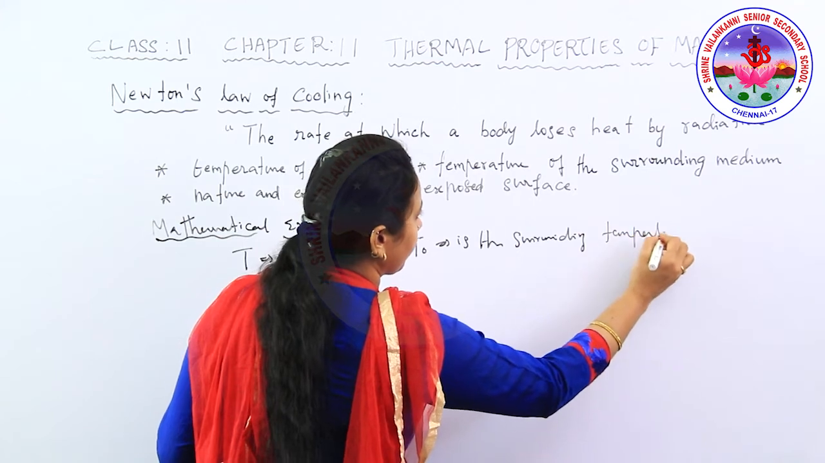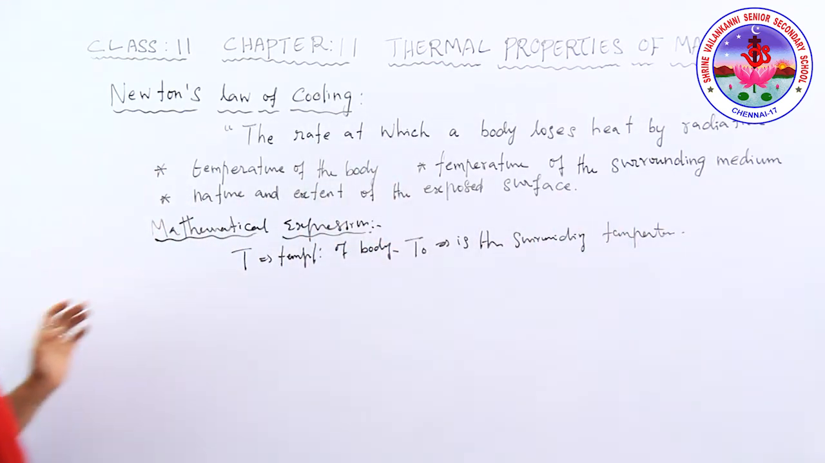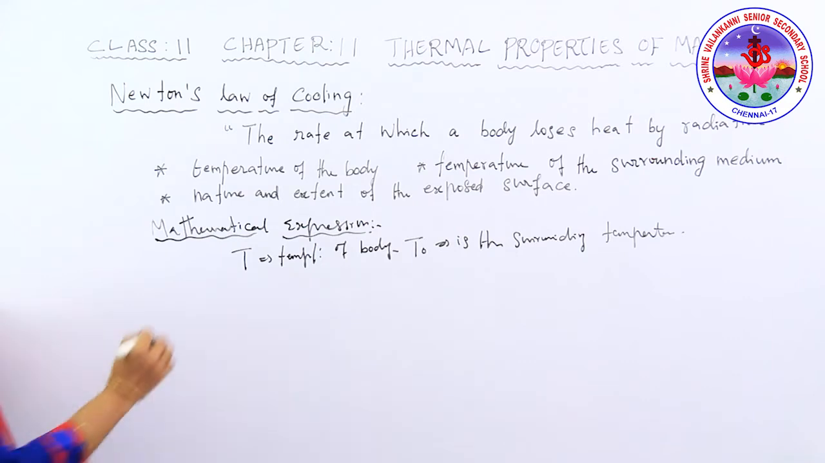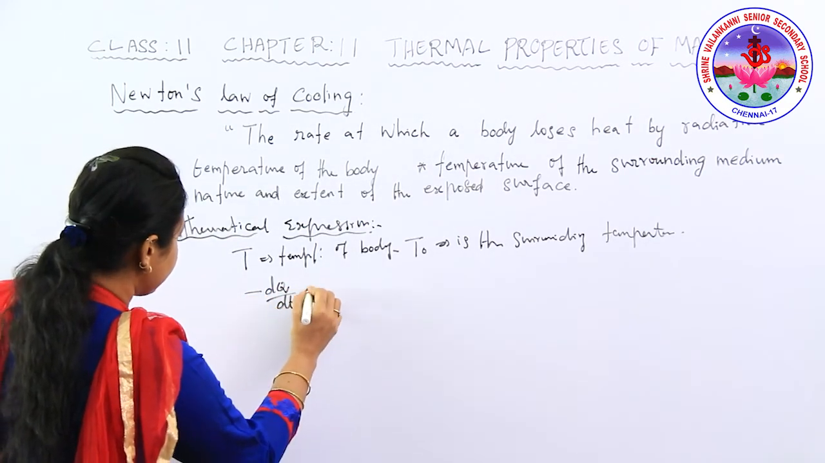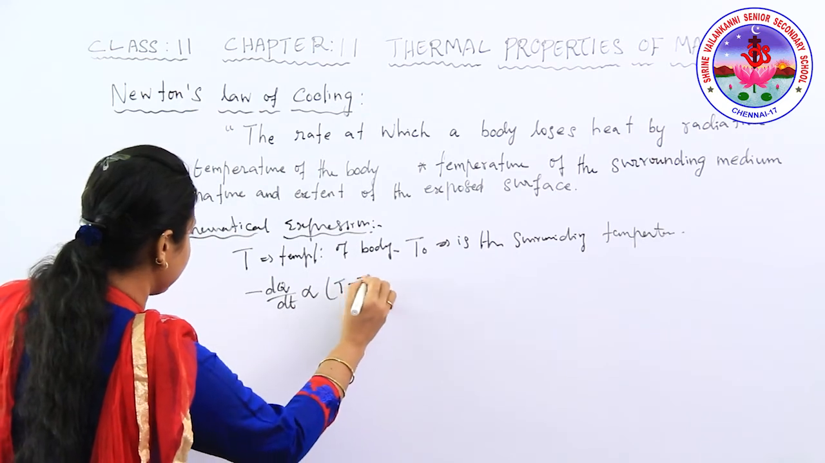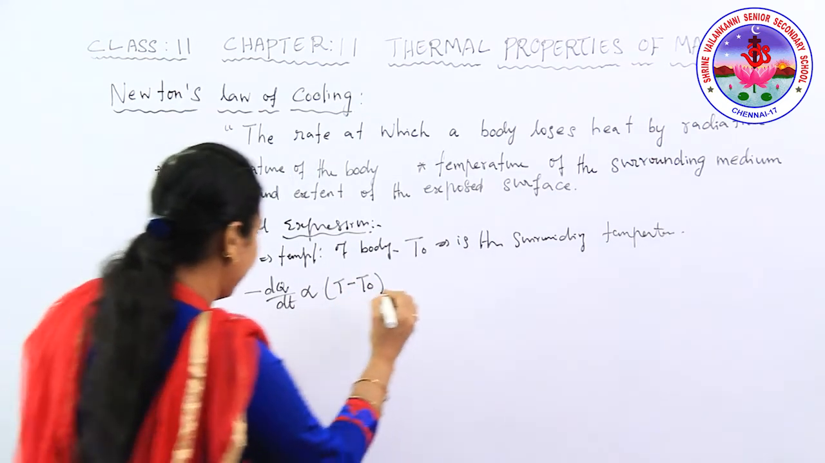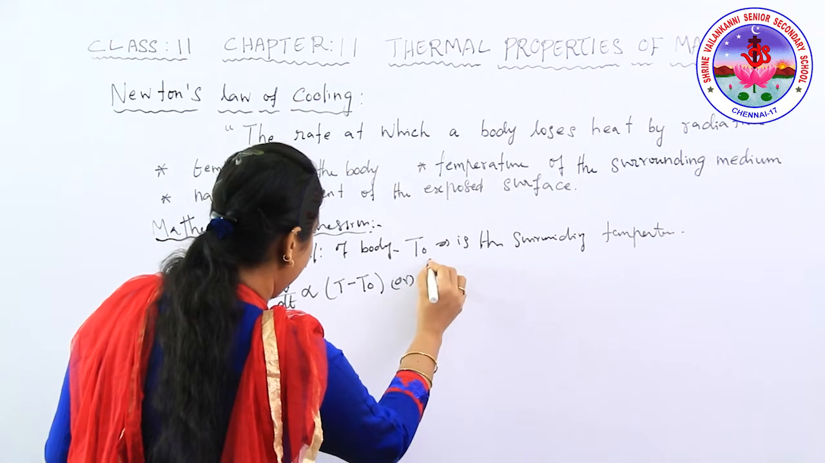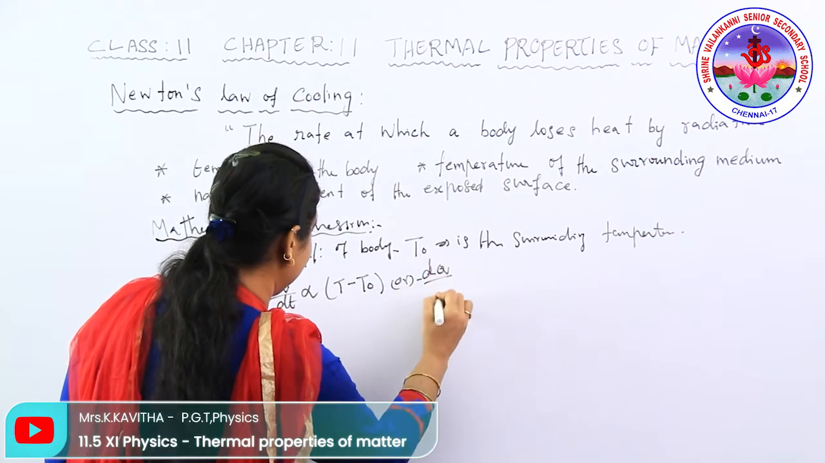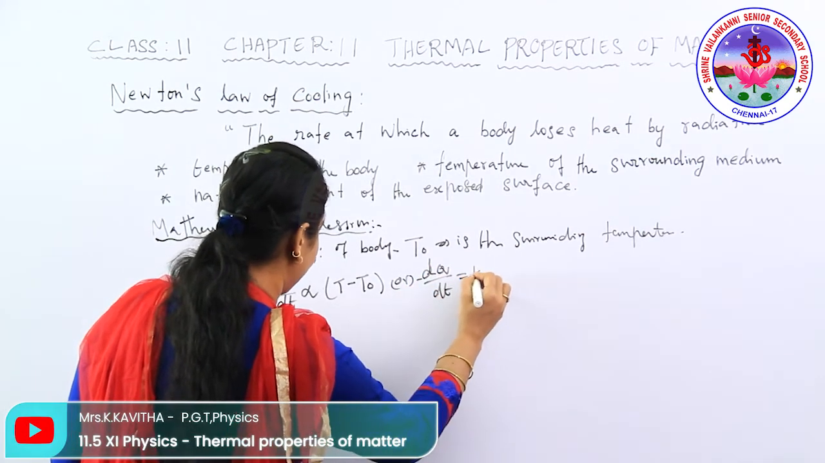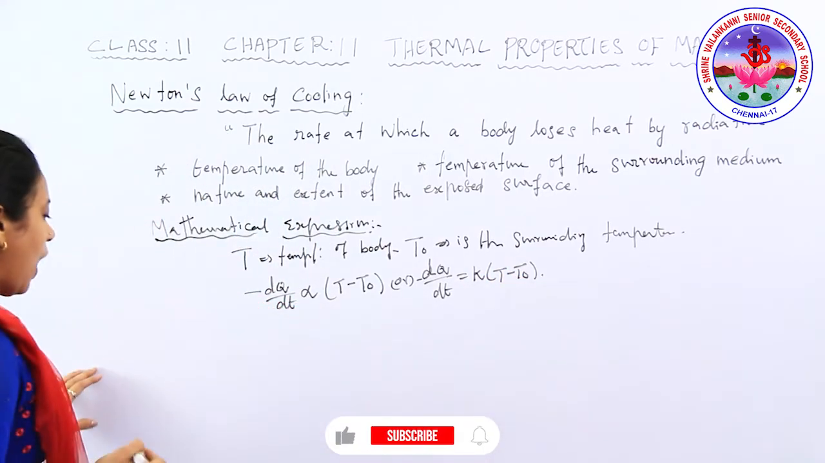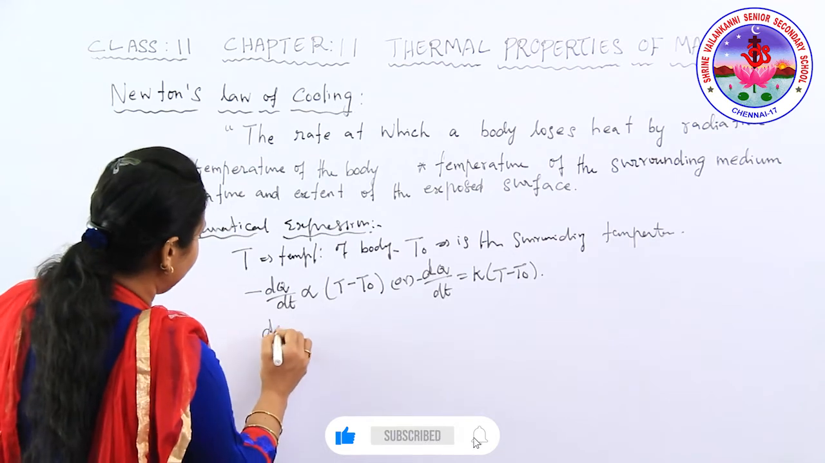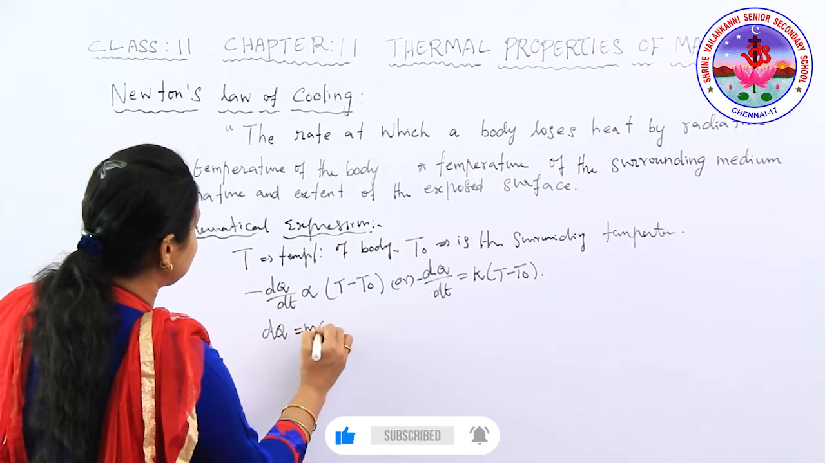temperature, right? Now, then we can say minus dQ by dt is directly proportional to T minus T0, or we can write minus dQ by dt equals k into T minus T0, right? Now, this dQ is equal to mc into dT.